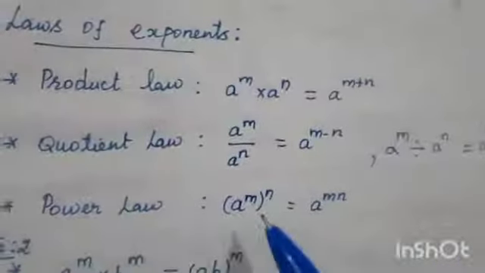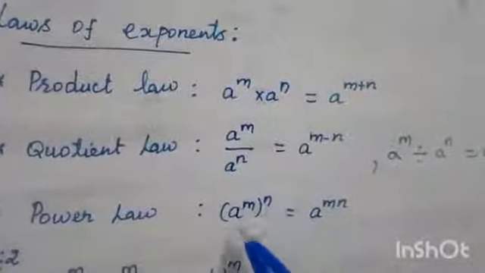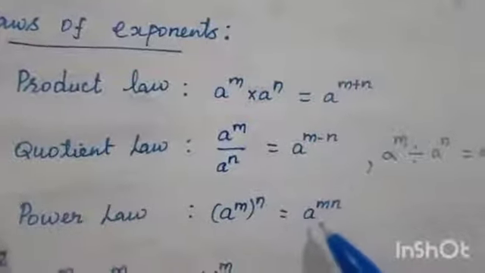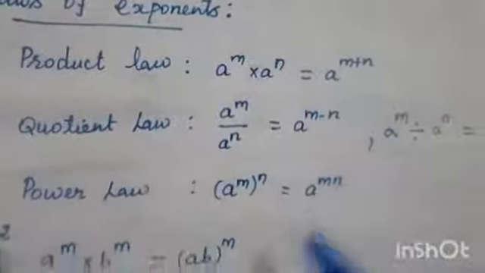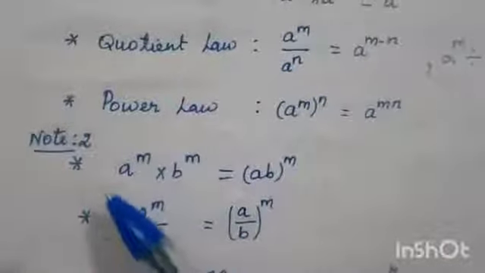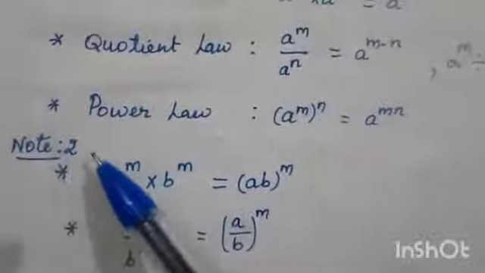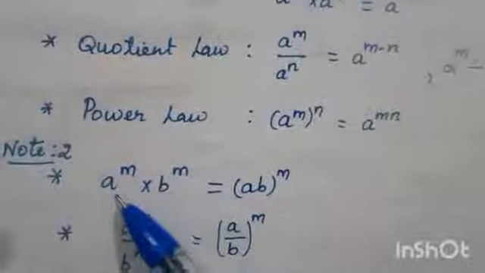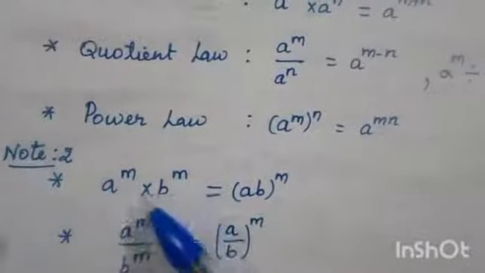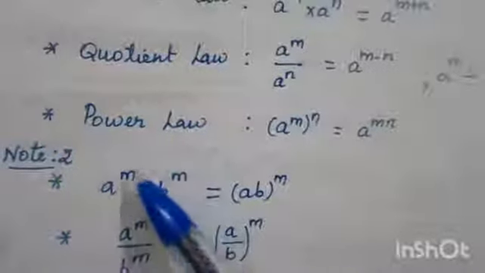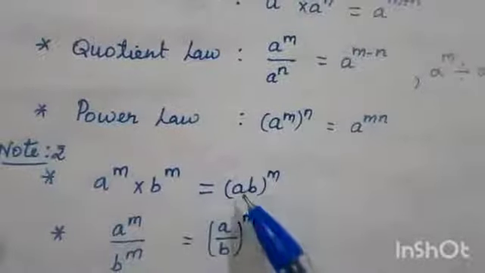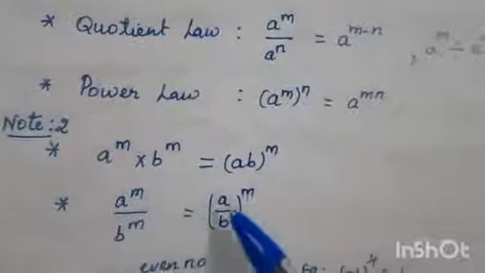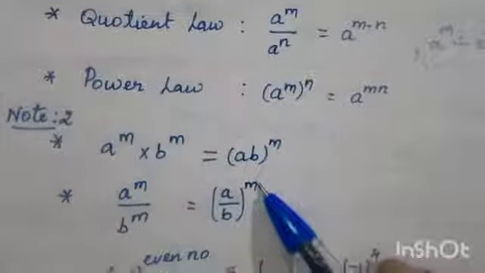Next, the power law: a power m whole power n is equal to a power m into n. Now learn this note 2. a power m into b power m: the bases a and b are different but the powers are the same. So this is written as ab whole power m. a power m by b power m is equal to a by b whole power m.